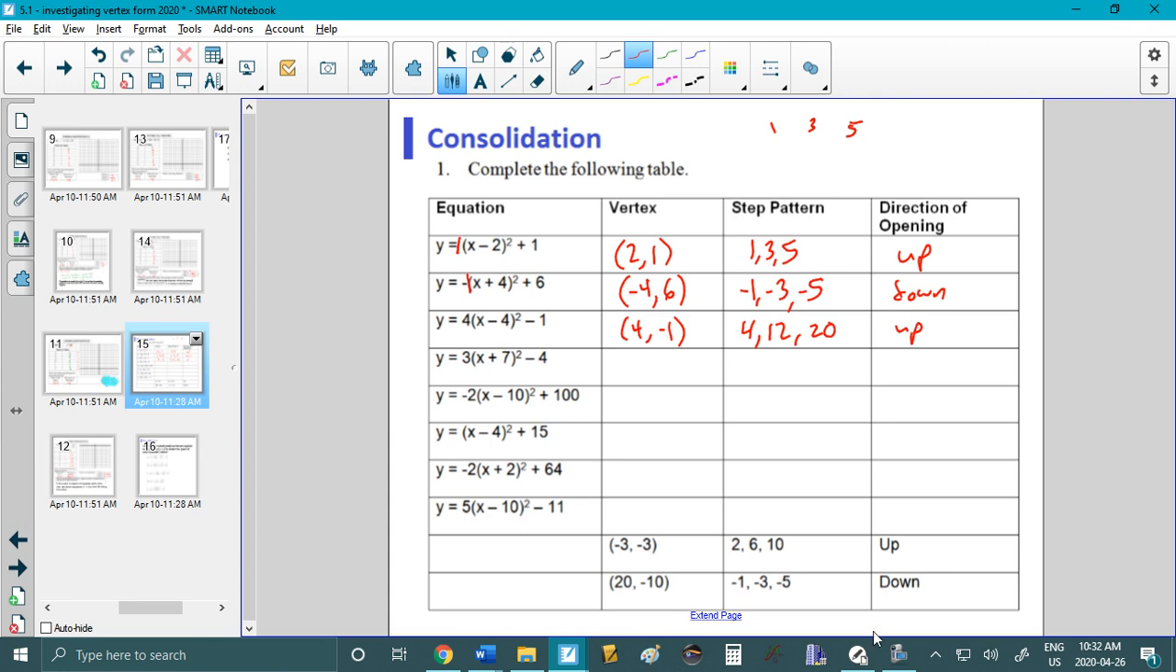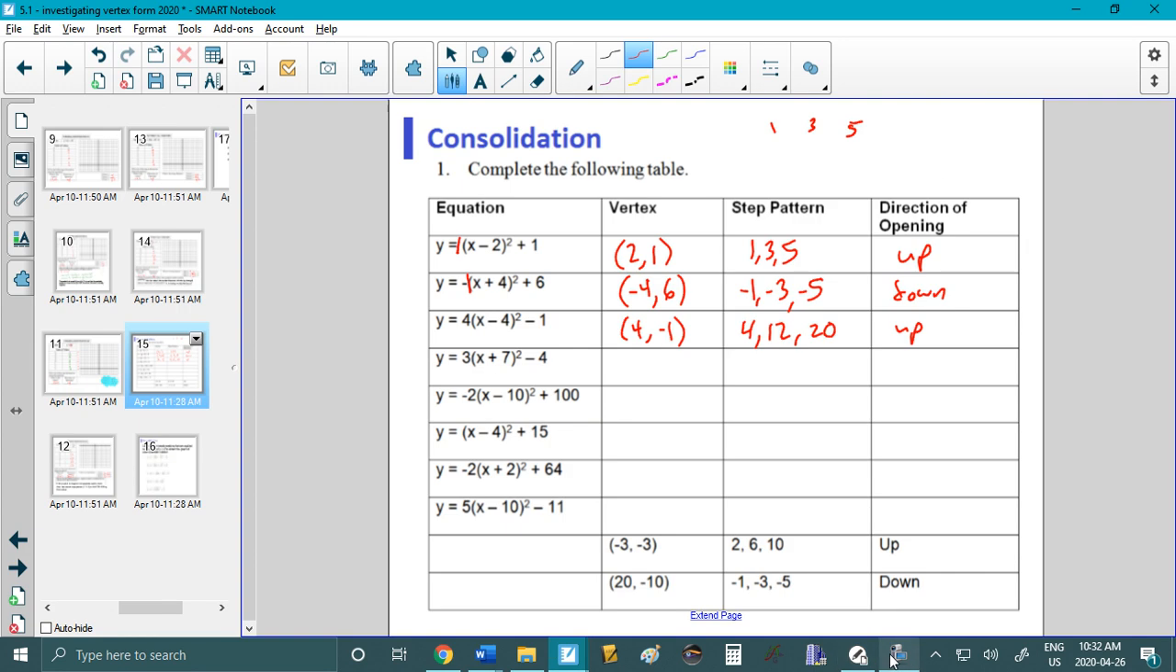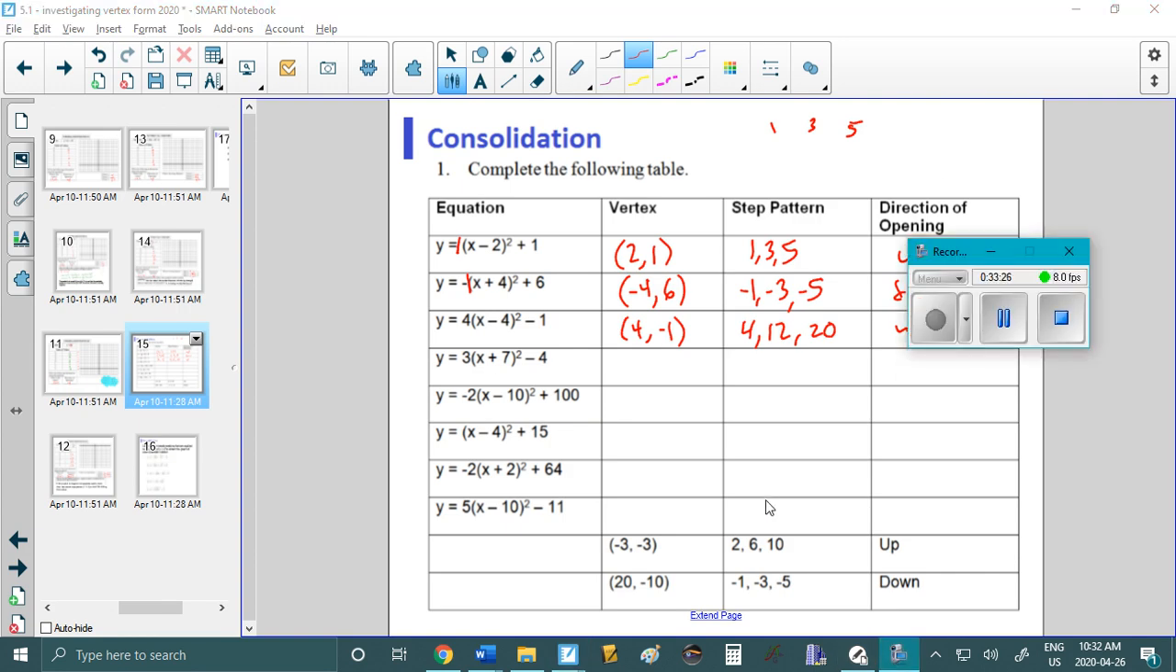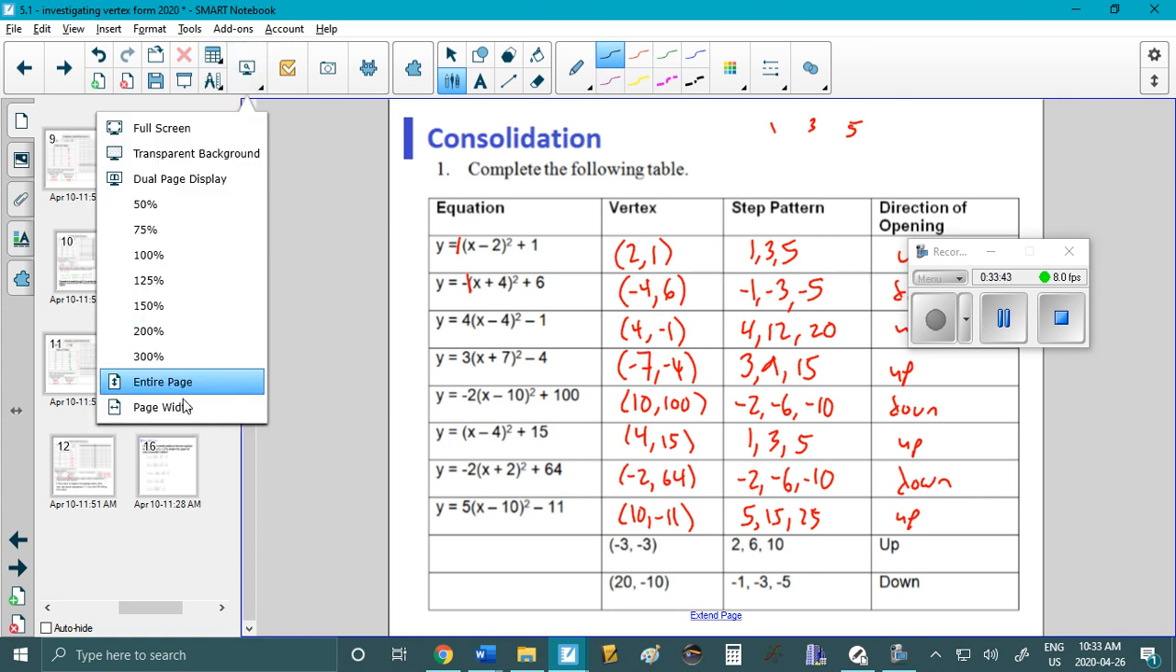Now please pause and try this, and then unpause to see if you did it correctly. The answers are just going to pop up in about 5 seconds. So please try it first. Pause now. And there they are.